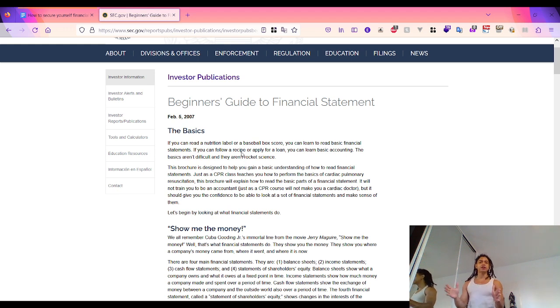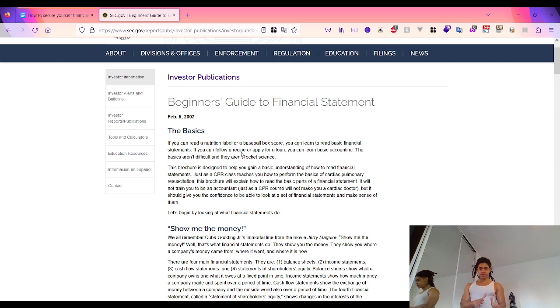So the TLDR is that balance sheets, after all, show you a snapshot of the company's assets, liabilities, and shareholders' equity at the end of a reporting period. So you have this annually or quarterly most of the time. But they don't show you the flows in and out of the company.